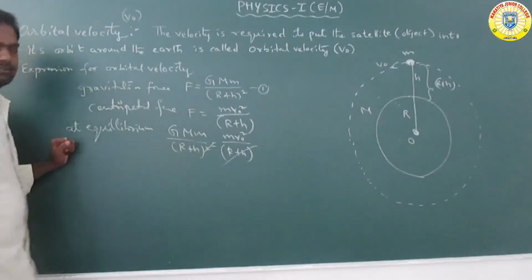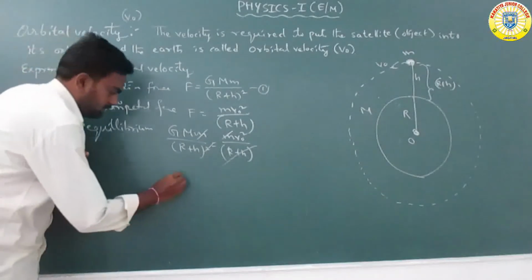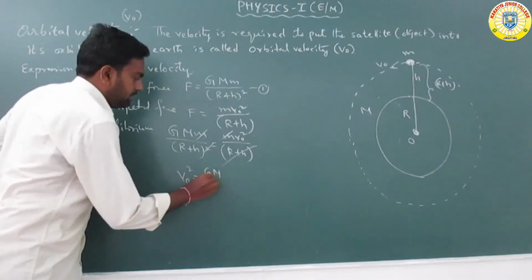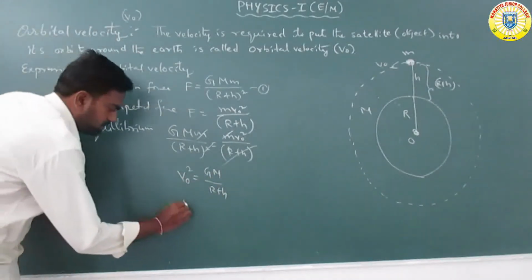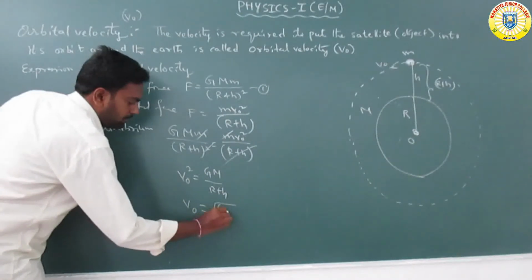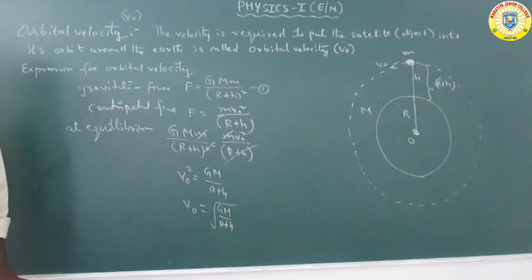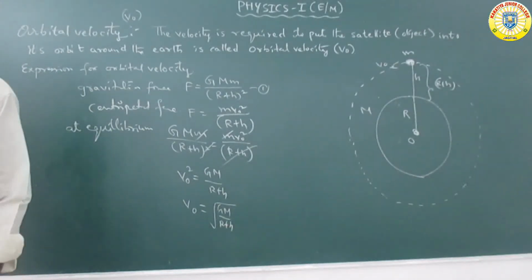So these are cancelled, m also cancelled. The remaining equation we get is v naught square is equal to G capital M by (R plus H). So v naught is equal to the square root of G M by (R plus H). G is the constant 6.67 into 10 to the power of minus 11. Already we know that.